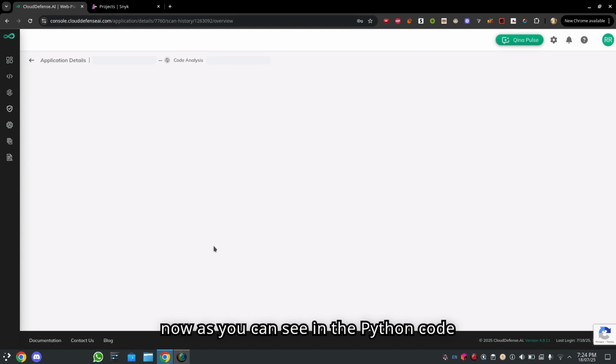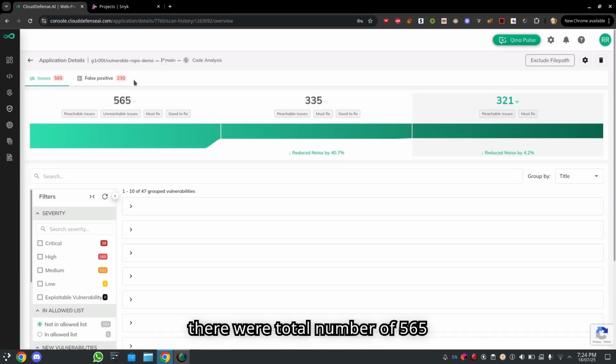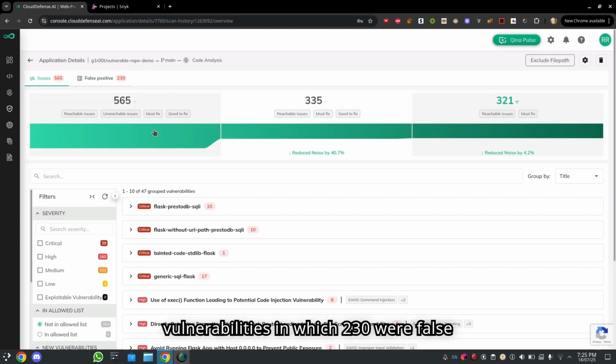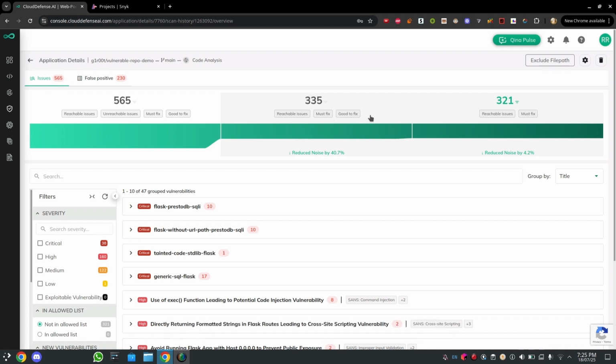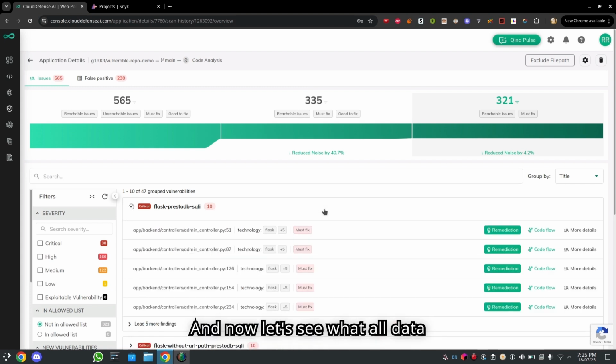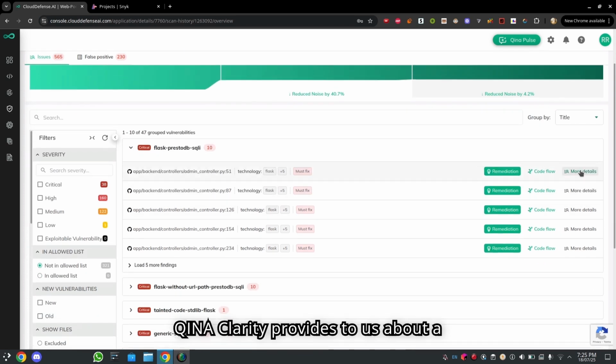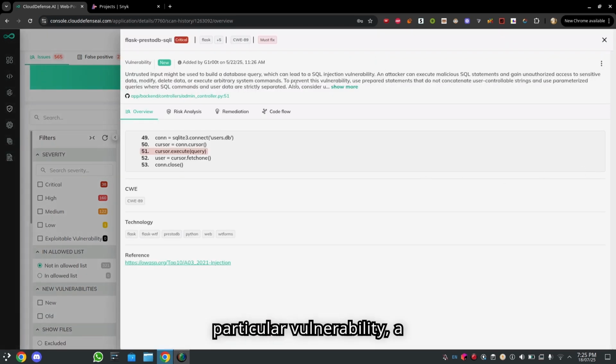Now, as you can see in the Python code, there were a total of 565 vulnerabilities, of which 230 were false positives. They also classify the vulnerabilities into must fix and good to fix. Must fix means that it is a higher priority vulnerability, so that the developer can focus on those first. And now let's see what data QINA Clarity provides to us about a particular vulnerability.